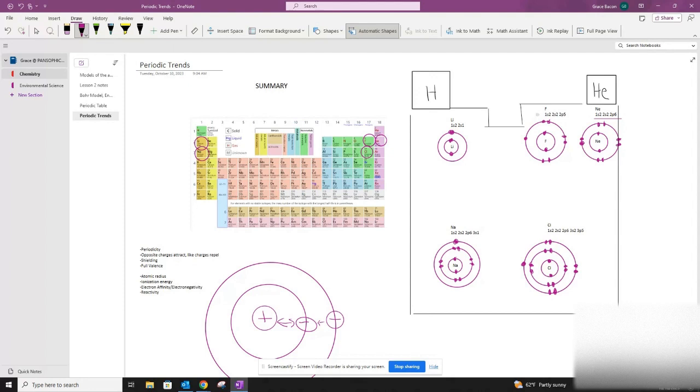With fluorine, if we look in the second energy level, in order to be stable, we would have 8 electrons. We would have 2 in the 2s and 6 in the 2p. And so if we just had one more here, then it would look like neon and it would be stable.